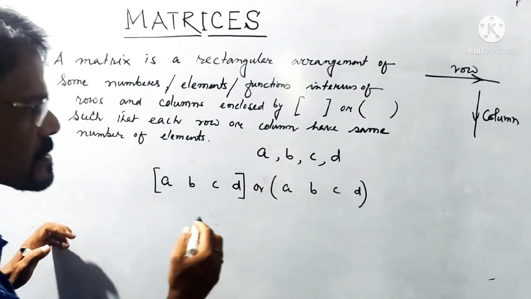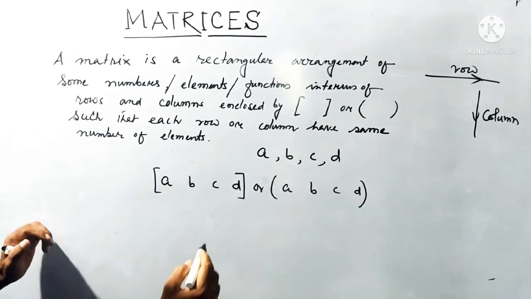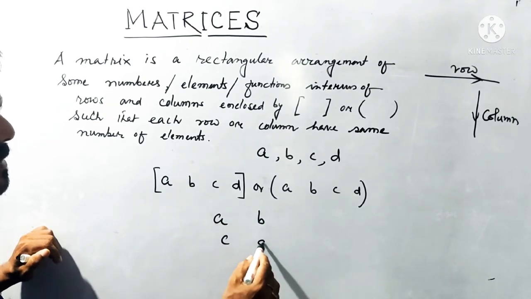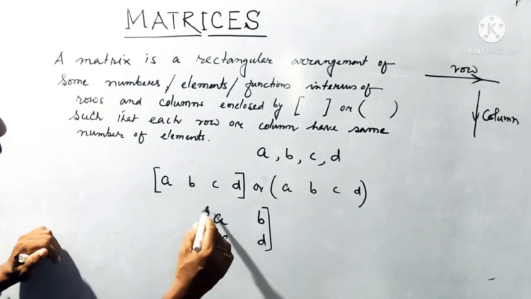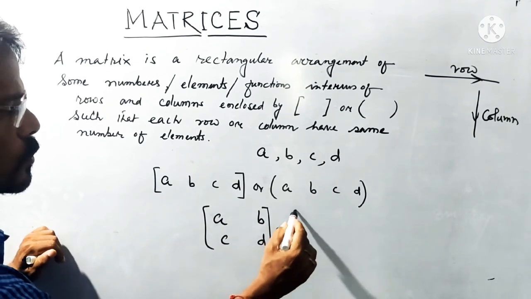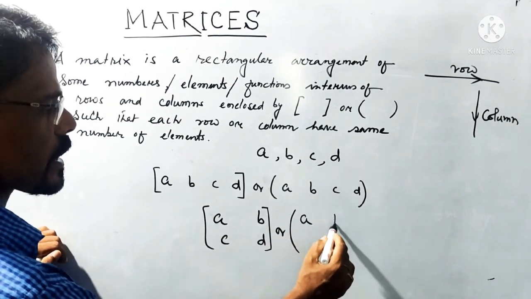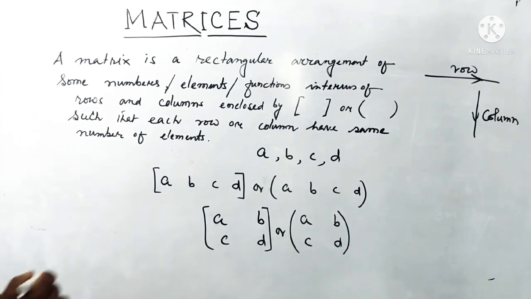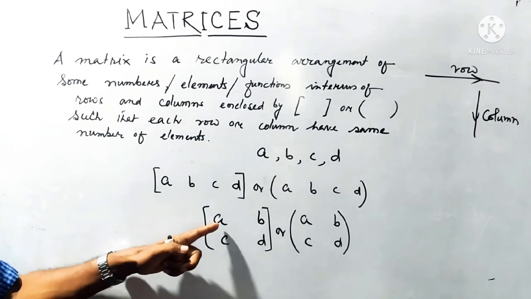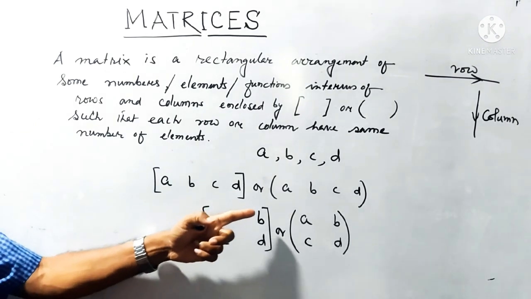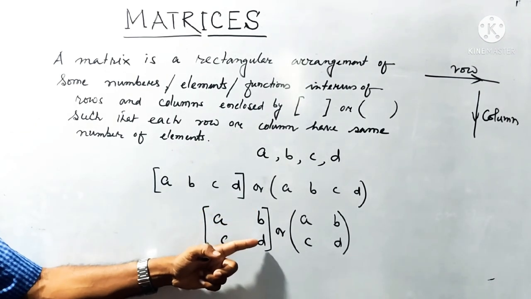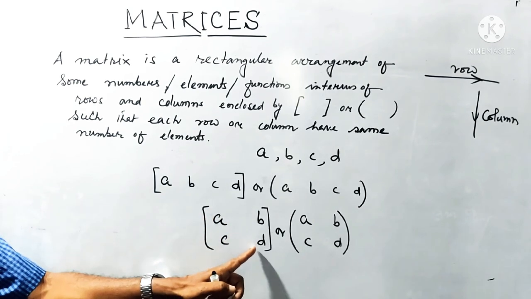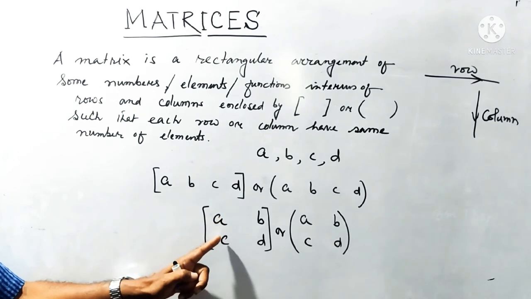Other way we can arrange again these 4 letters like A, B, C, D within this bracket, or within the first bracket, same way A, B, C, D. This is also called a matrix. You see, here you have 2 rows. A, B is the first row, C, D second row, and A, C first column, B, D second column. So here it is 2 rows and 2 columns.